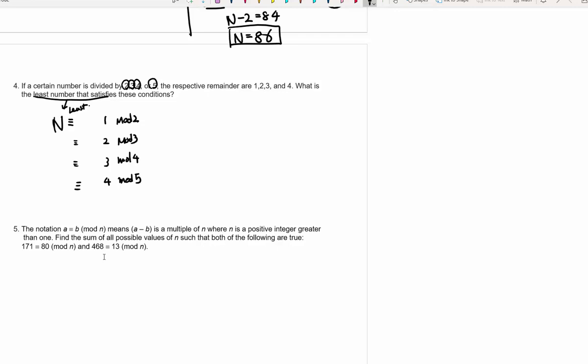Okay, so we have different moduli, 2, 3, 4, 5, but remainders are 1, 2, 3, 4. When you have different moduli, we always try to make the same remainder. It can be 0 or 1 or 2, it doesn't matter. This is very important. So how can you make equal remainder? Well, 1 and 2 differ by 1, 2 and 3 differ by 1, 3 and 4 differ by 1, 4 and 5 differ by 1. So when you add 1 to both sides, n plus 1, you add the same one number, though the numbers look different anyway.